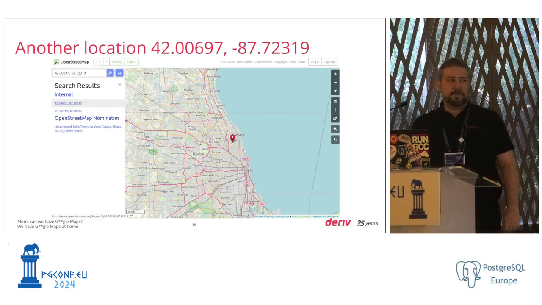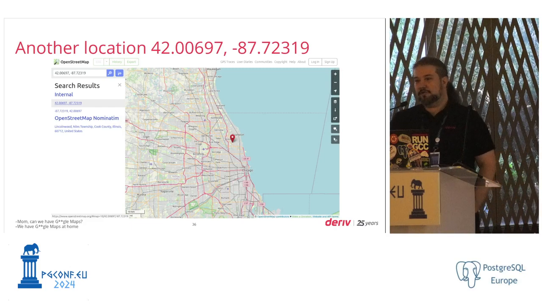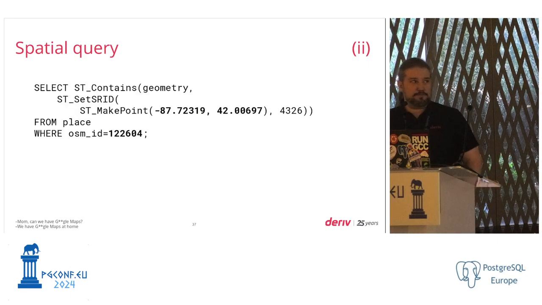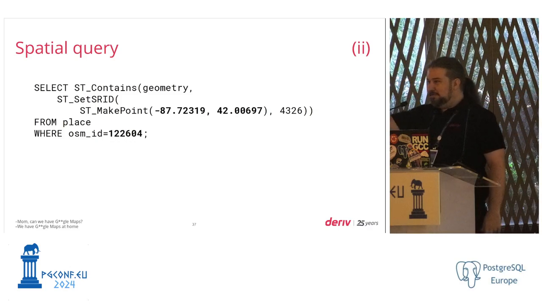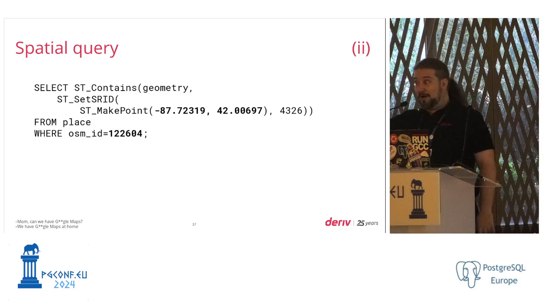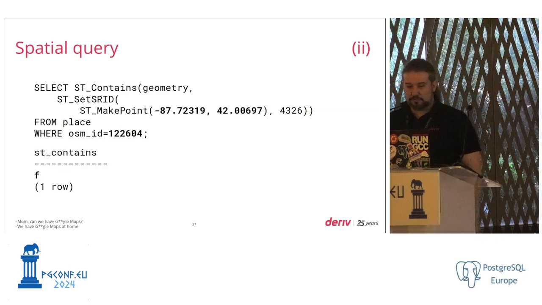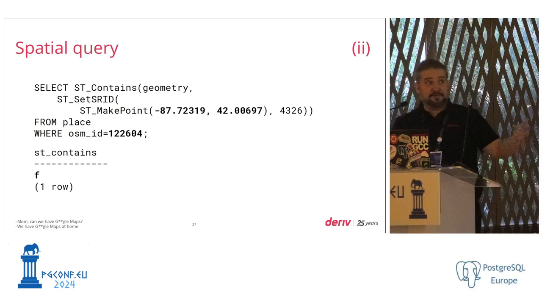Let's choose another location that may or may not be inside the administrative boundaries of Chicago. So I create another point. You will notice that for ST_MakePoint, you have to put longitude and latitude in the reverse order. That's how this function works. I don't know why. Maybe the GIS people know why. So, still Chicago, OSM ID 122604. Is it true or false? It is false. And this is super fast and performant.